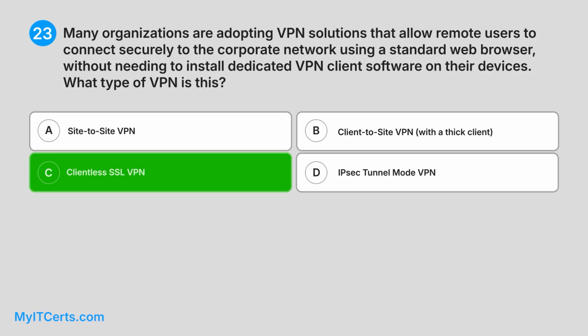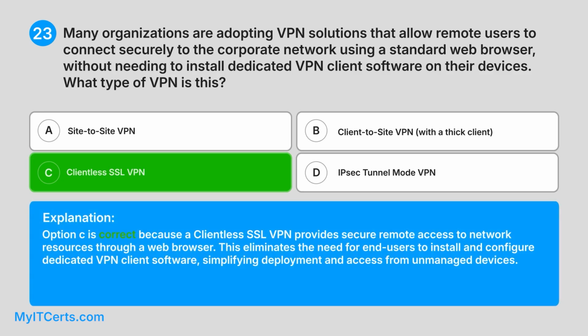Correct answer, C, clientless SSL VPN. Explanation. Option C is correct because a clientless SSL VPN provides secure remote access to network resources through a web browser. This eliminates the need for end users to install and configure dedicated VPN client software, simplifying deployment and access from unmanaged devices.